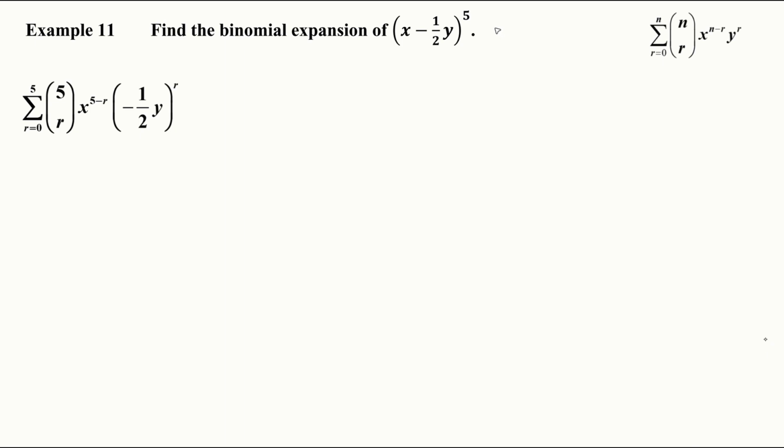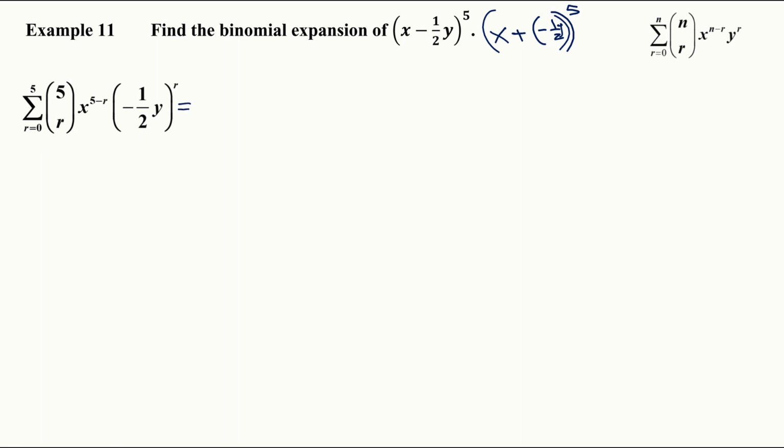So think of it as x plus quantity negative 1/2 y, and then raise the whole thing to the power of 5, like that. So that's why we're using negative 1/2 y in this second slot here, okay? And that's going to be raised to the power of r. Now we're going to run through the summation. See if you can do it yourself first and then come back.